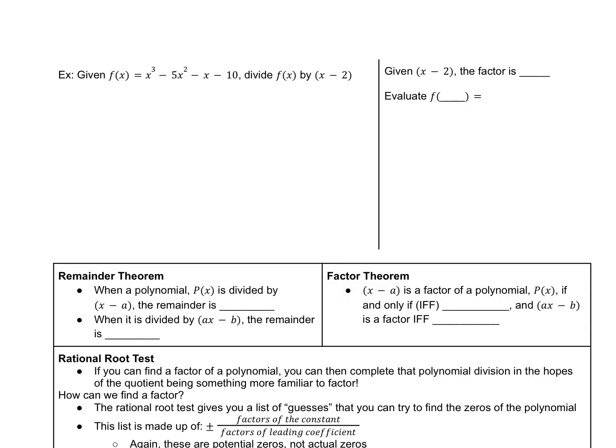In this video, we will be looking at how to factor polynomials. But before we do that, we're going to do a refresher on dividing polynomials with a little connection to make an observation before we factor. So let's divide f at x by x minus 2.